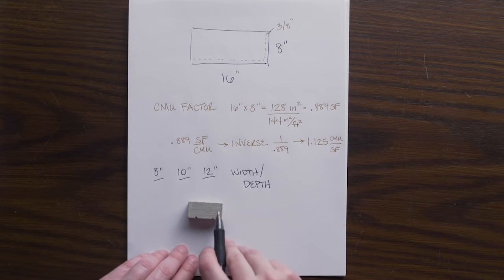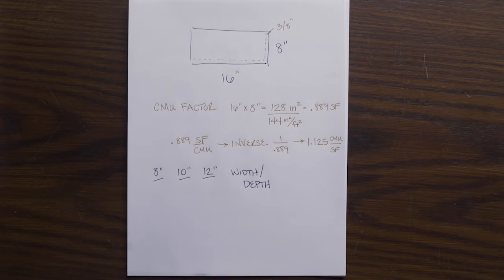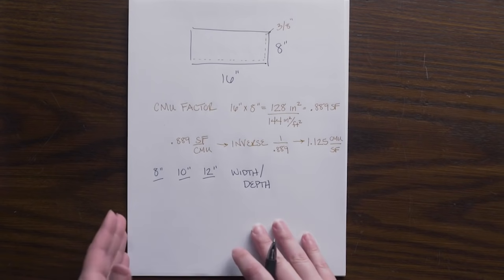The face, again, will always be 16 by 8 when we're dealing with our CMU block. We're going to need that dimension as we calculate the square footage and then convert it into a number for our count of CMU block. So now that we have our CMU factor, we can get into our calculations and back to our centerline method for determining the square footage of our wall.